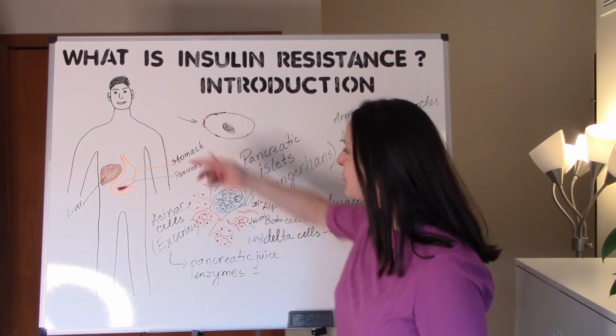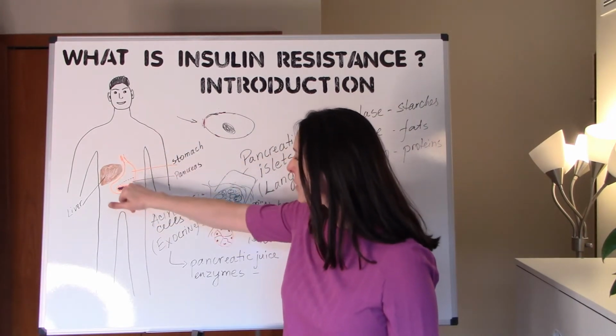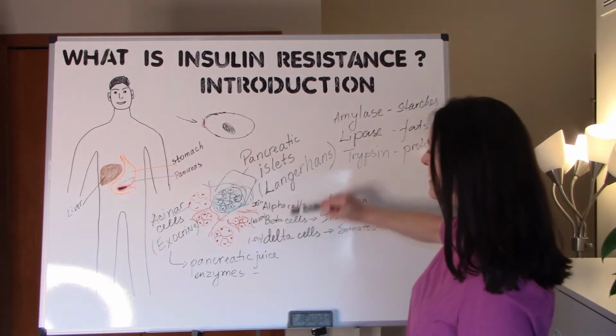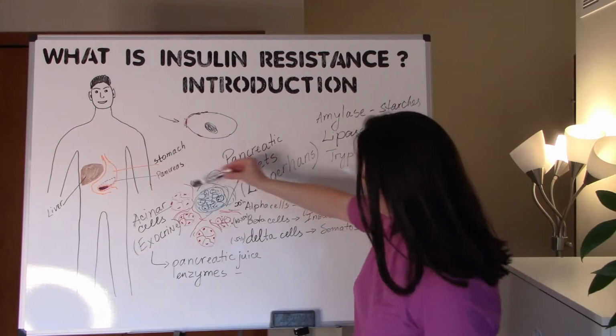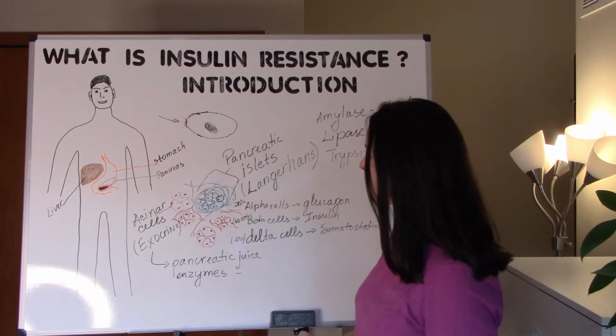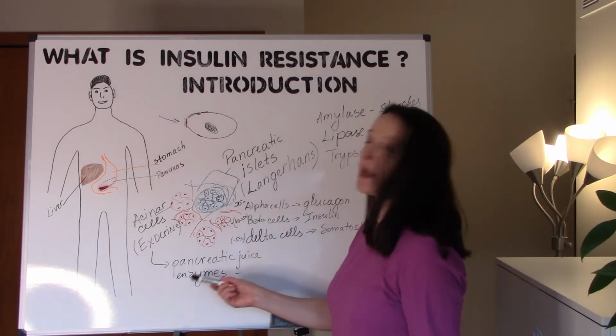It will be helpful to see if we imagine a slide from the pancreas and put it under a microscope. This is what someone would see. This is what the tissue would look like. So the cells that you see here in red are the exocrine cells we just mentioned. They are the ones responsible for the production of the pancreatic juice enzymes.